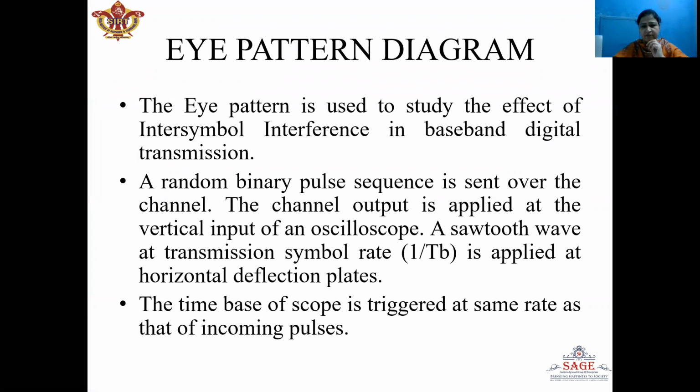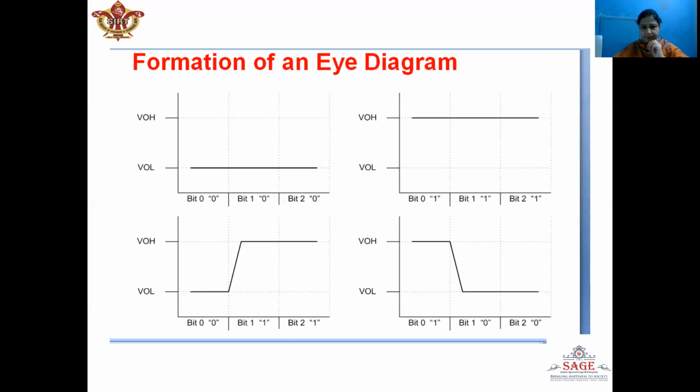A sawtooth wave at the transmission symbol rate, which is FB, given by 1 upon TB, is applied at the horizontal deflection plates. The oscilloscope shows a superposition of several traces, which is the input signal cut up every interval TB and then superimposed. The oscilloscope pattern thus formed looks like a human eye and hence the name eye diagram.